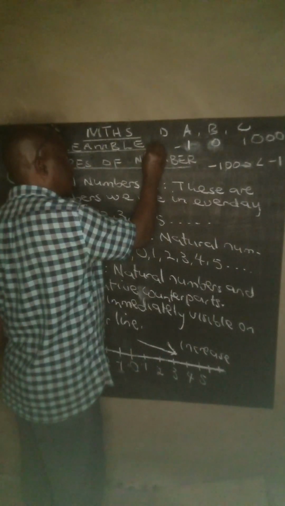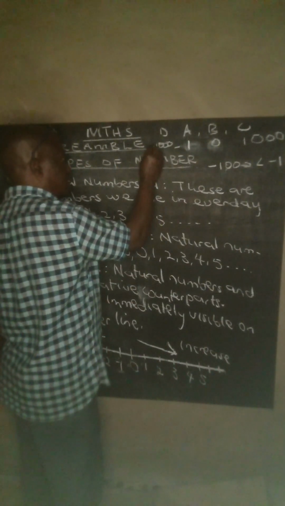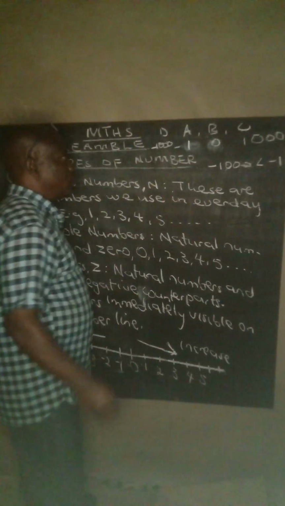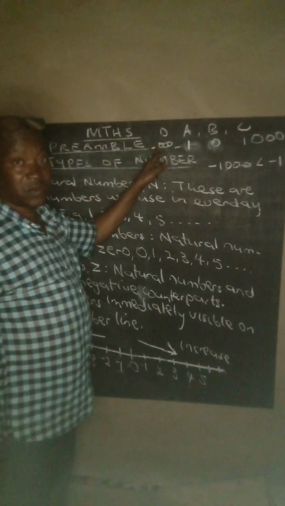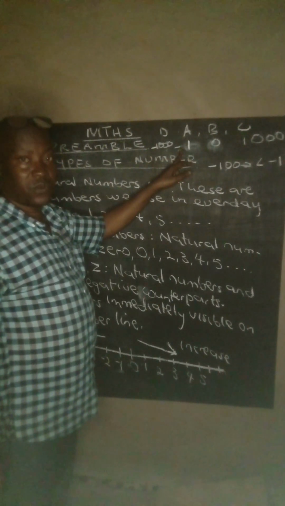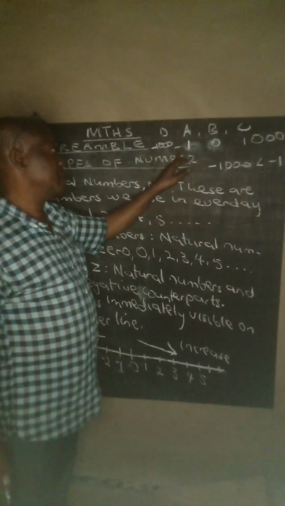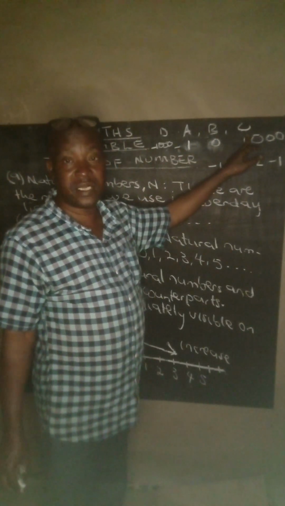Owing what? 1,000 naira. That is minus 1,000. That is what D is owing. D is owing what? 1,000. That is minus 1,000. A is owing what? Minus, is owing 1 naira. That is minus 1. B is having nothing on him. C is having what? 1,000.